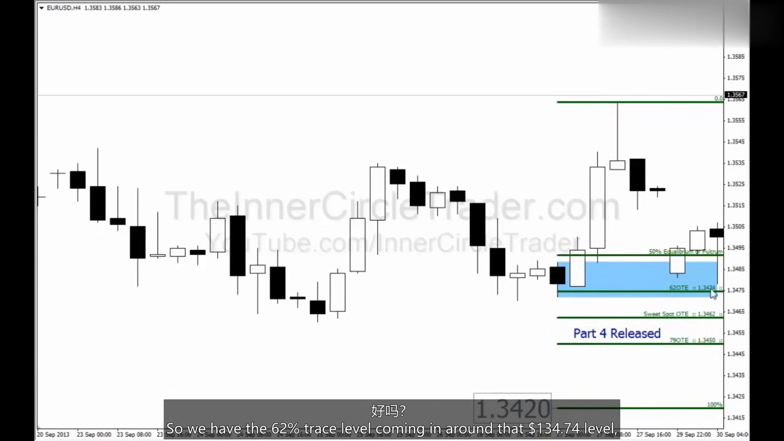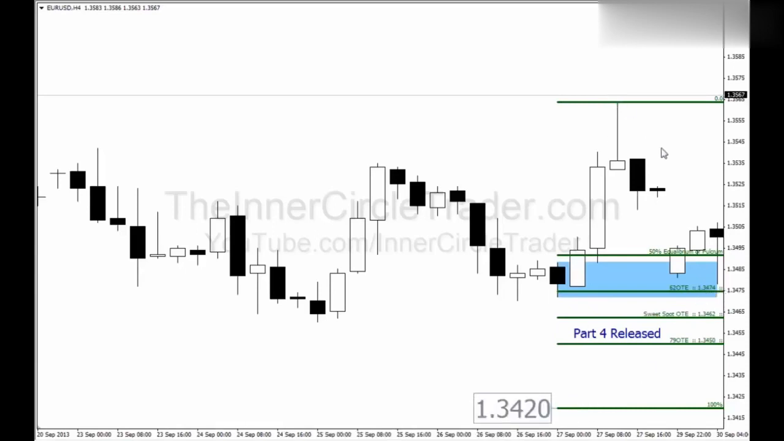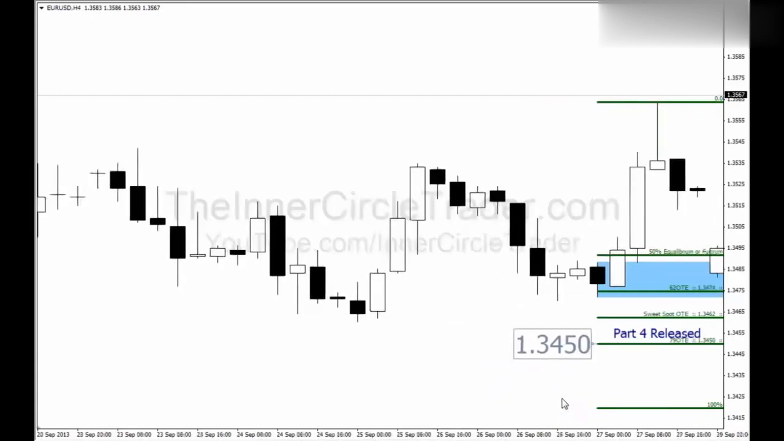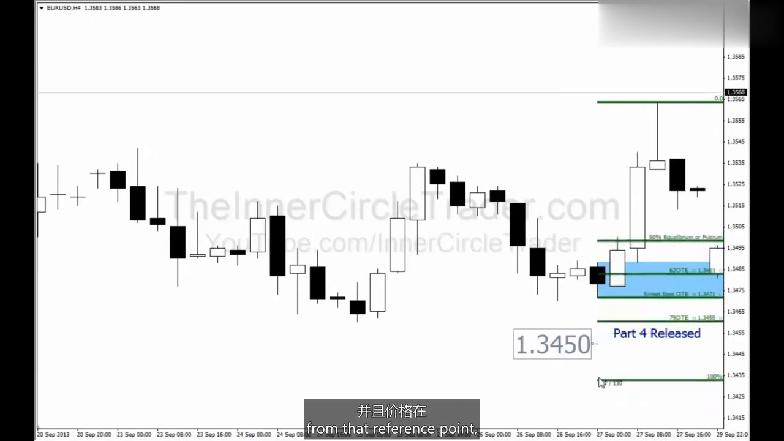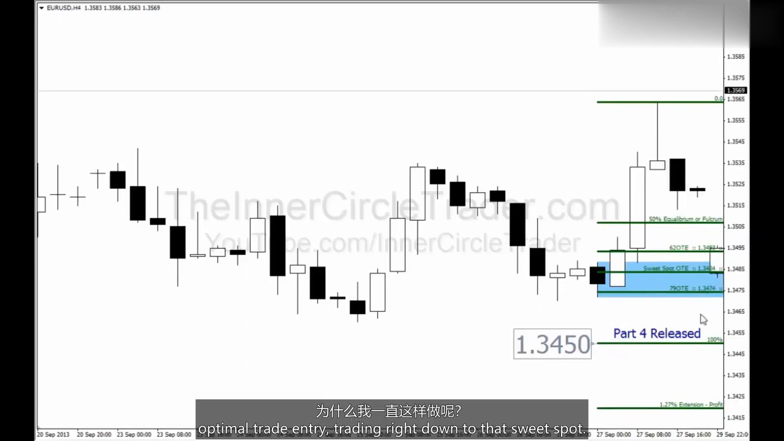Okay, so we have the 62% retracement level coming in around that 134.74 level. So by itself, between here and here, this is an area where we could reasonably expect to see price bounce if we're using that range. Okay, and the 134.50 level here, let's draw our fib from that reference point. And we have price moving within the optimal trade entry, trading right down to that sweet spot.